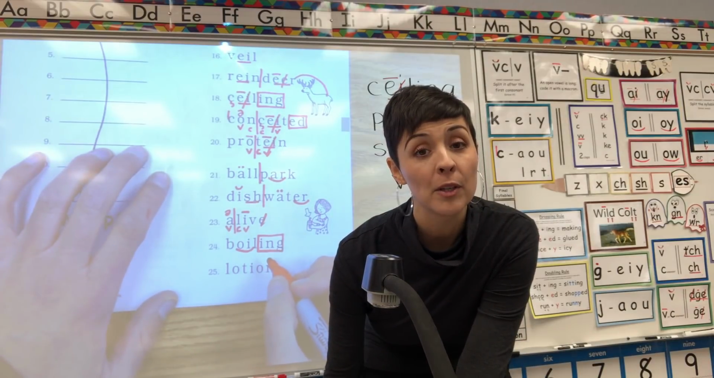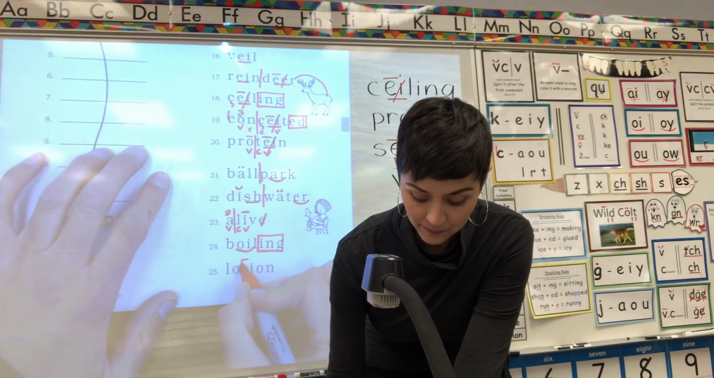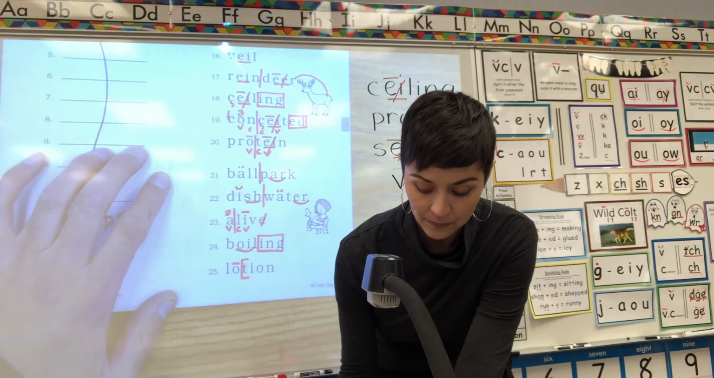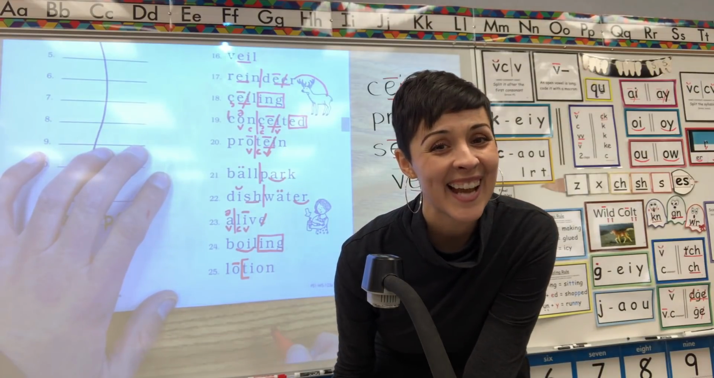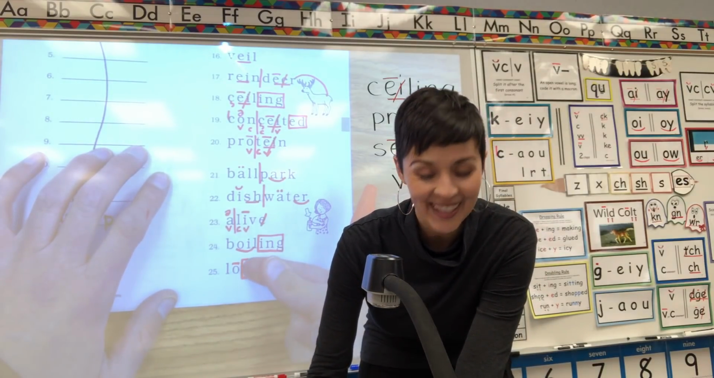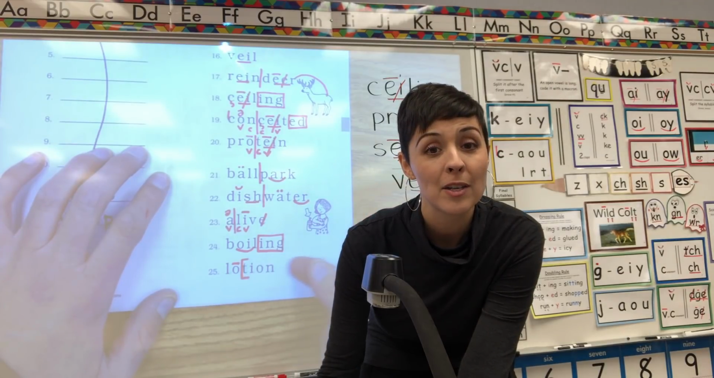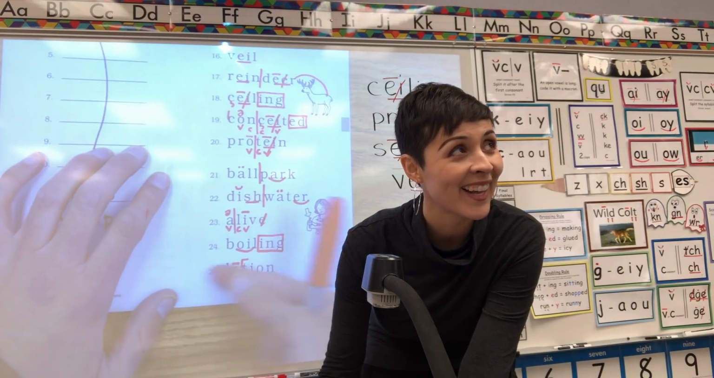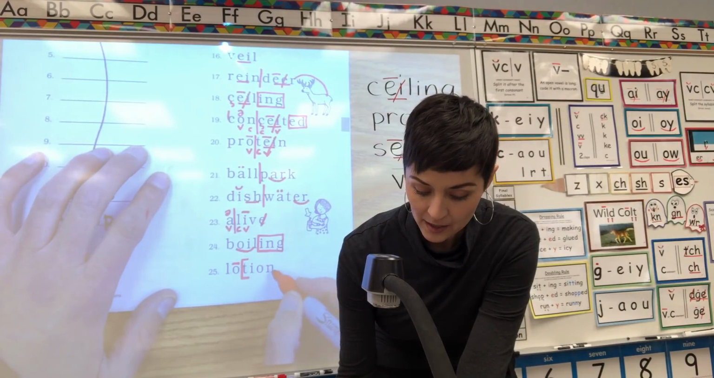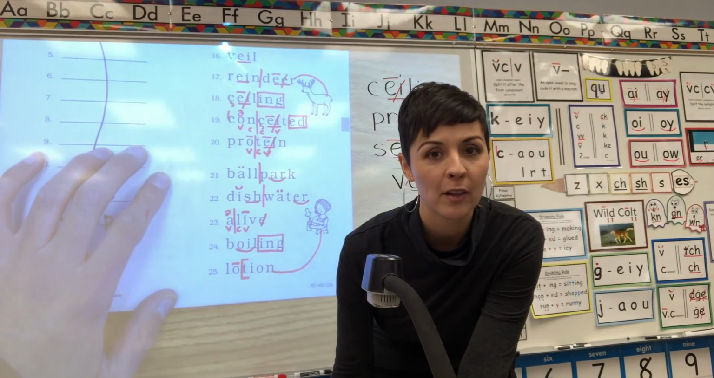25, final syllable, T-I-O-N. Bracket. Macron the O. One syllable at a time, starting L. Get ready. Low, shun. What word? Lotion. You got it. And there's the picture of the lotion.